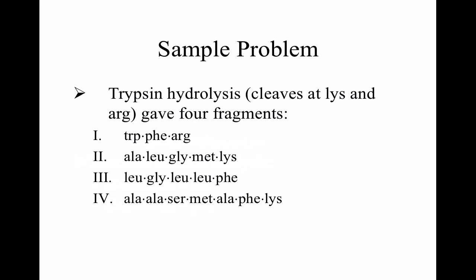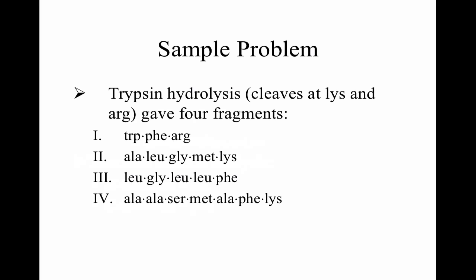Now, he does trypsin hydrolysis, and remember, trypsin cleaves at lysine and arginine, and he figures out that he got 4 fragments. Fragment 1, fragment 2, fragment 3, and fragment 4. And he figured out that these fragments have this sequence doing what? How did he figure out that fragment 1 had this sequence? You did successive Edman degradation. But notice the C-terminal is always what? What's that? Arginine?